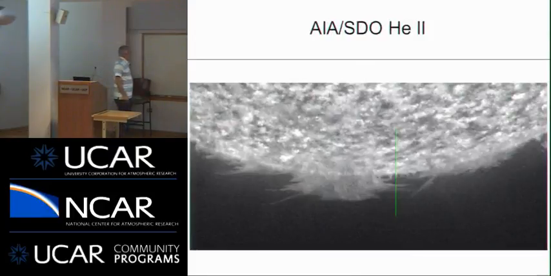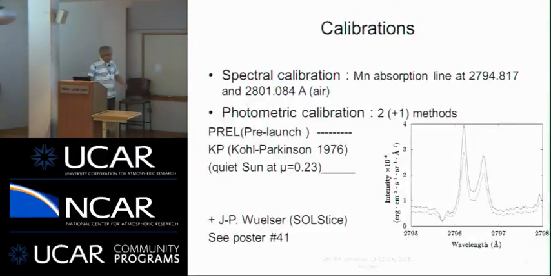Finally, AIA. So this is helium-2, of course, and this is after some work. This is the location of our slit. So we will focus on these two structures only. First of all, I want to discuss the issue of calibrations. It was already addressed by other colleagues, Thiago and others.